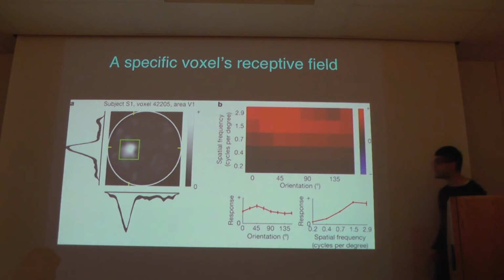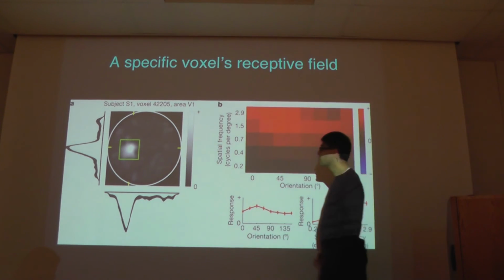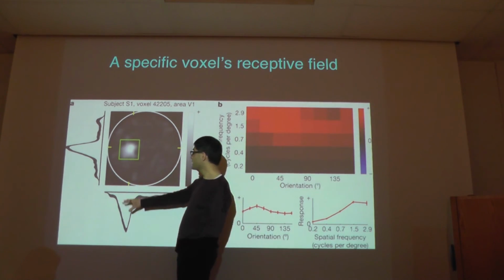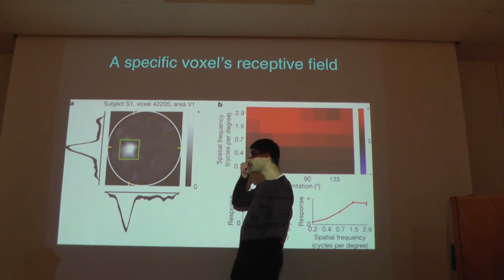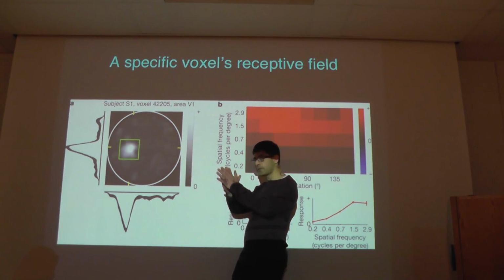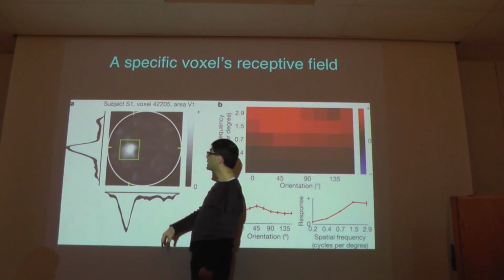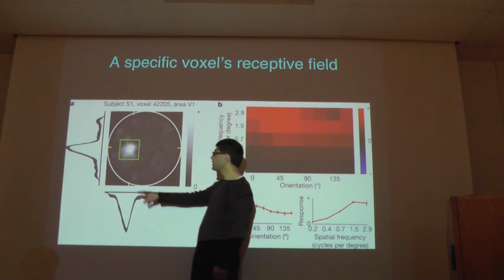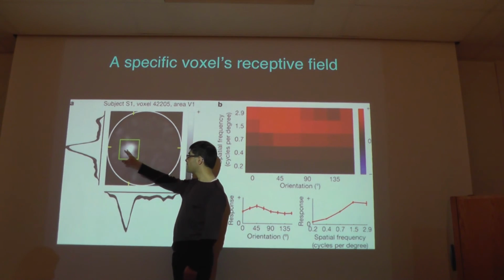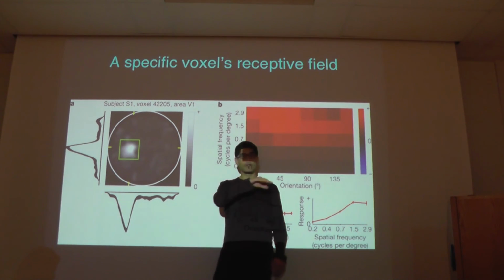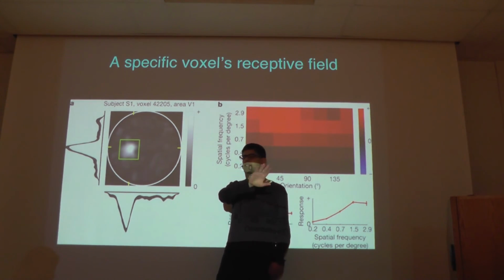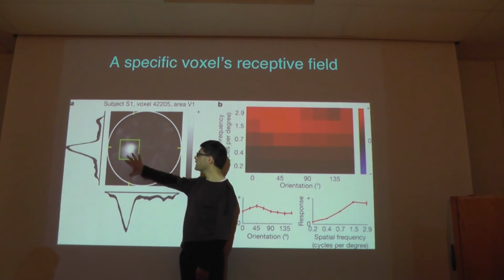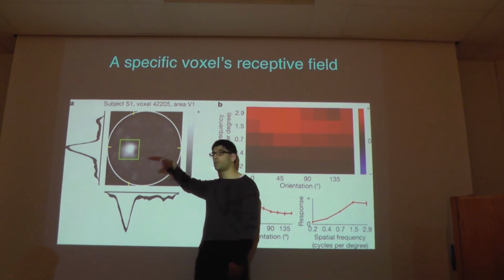So this is what a receptive field ends up looking like. The space part is the easiest part to understand. This is really just a function of whereabouts in the brain, whereabouts in this visual cortical map, this voxel is. To a reasonable degree, you could tell where in space the receptive field would be, or at least which quadrant it would be in, before you've even run the study.